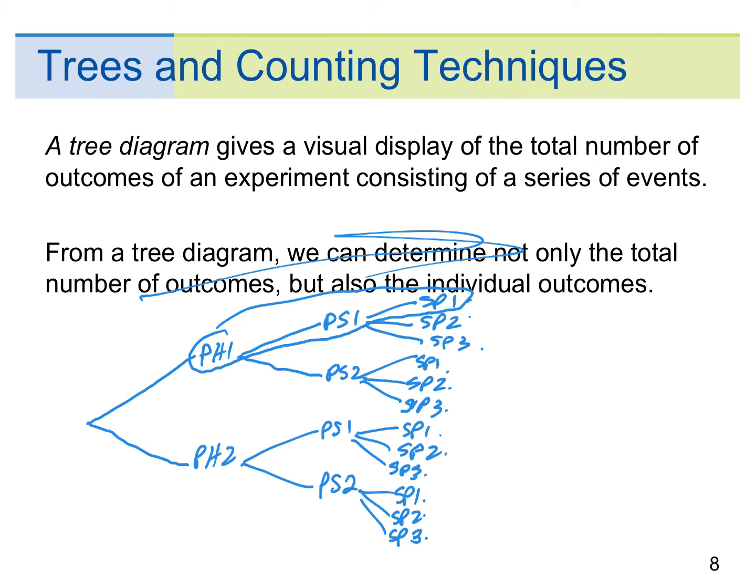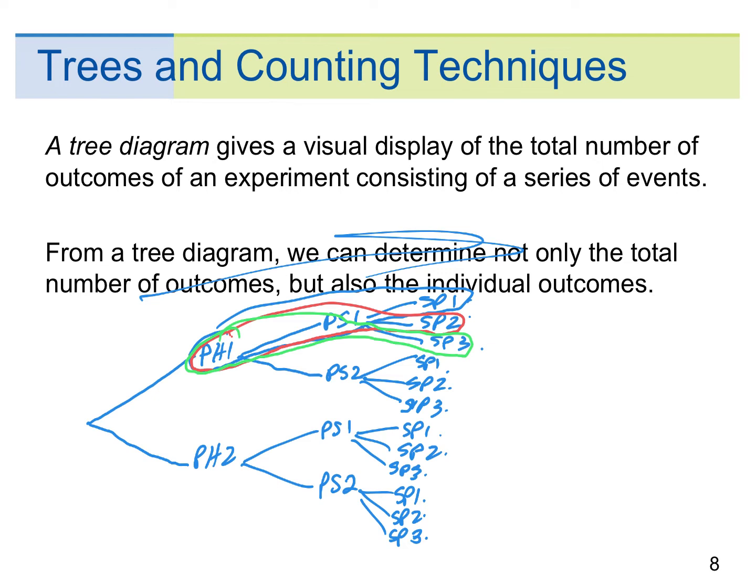Or, let me change my color here. She can take the PH1, the PS1 with the Spanish 2. That is scenario number 2. Or PH1, PS1 with Spanish 3. And you can continue on. So if I wanted you to write all individual outcomes, you could definitely do that as well. Okay? Tree diagram.